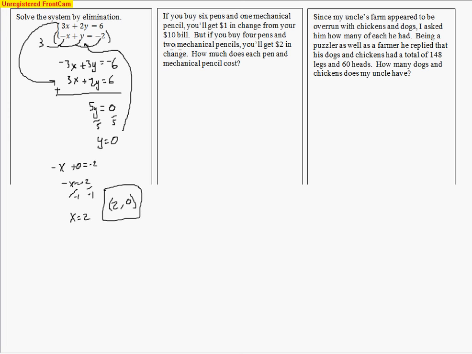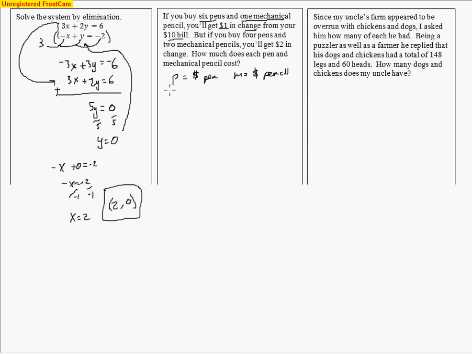So now we've got some word problems involving systems. And so let's take a look at the first one. If you buy 6 pens and 1 mechanical pencil, you'll get $1 in change from your $10 bill. All right, so that's an equation. So let's try to define some variables. Let's call P the cost of a pen. And let's say M equals the cost of a mechanical pencil. That's why I used M.